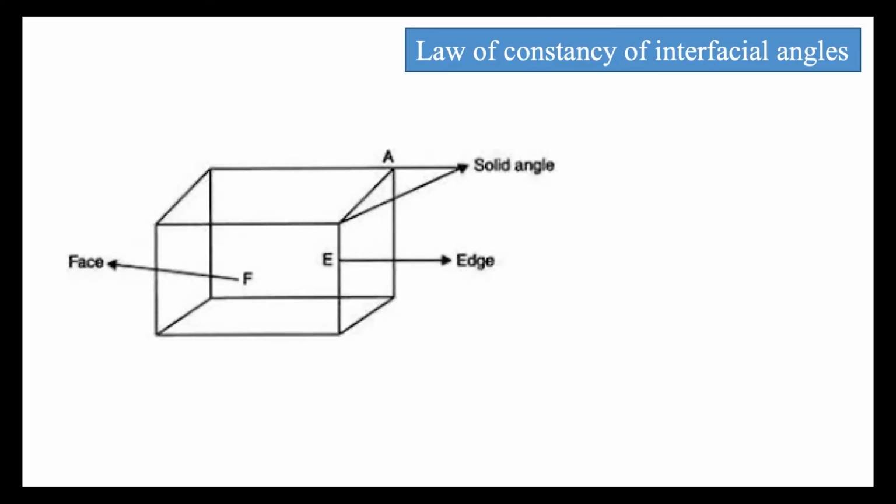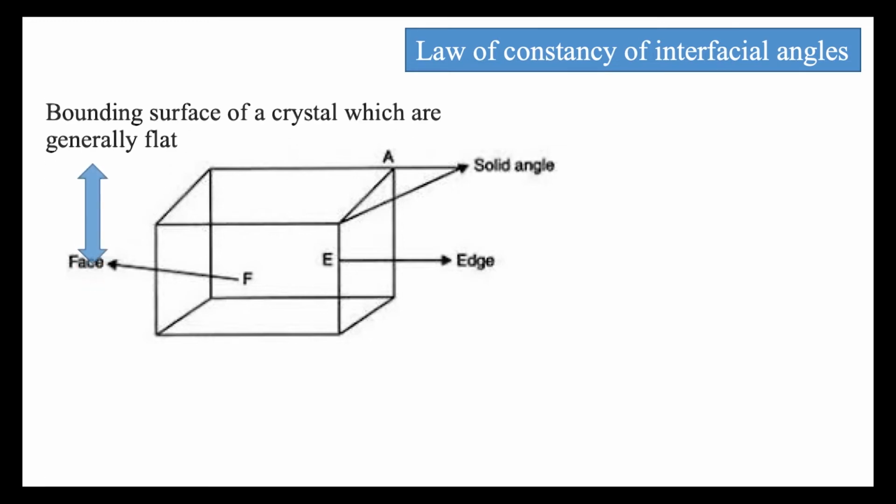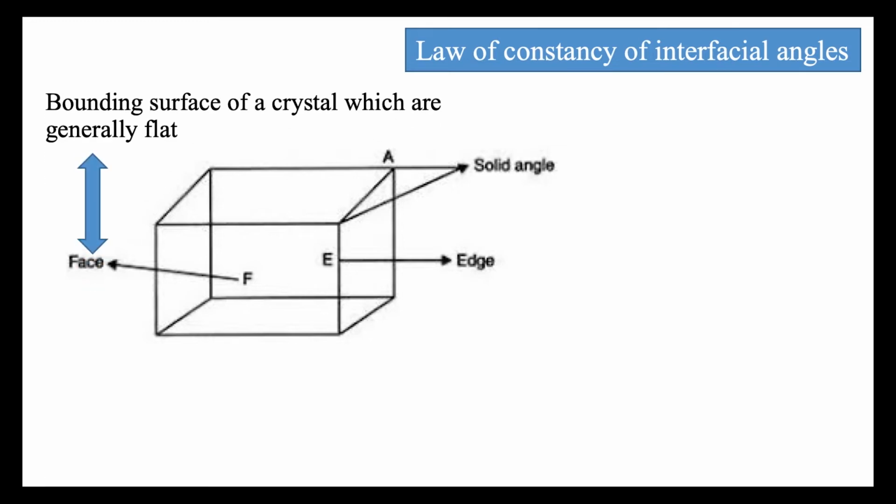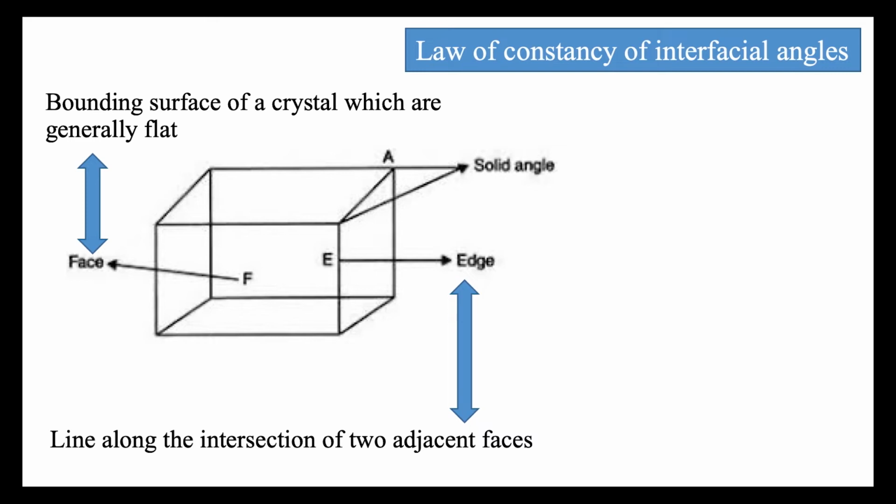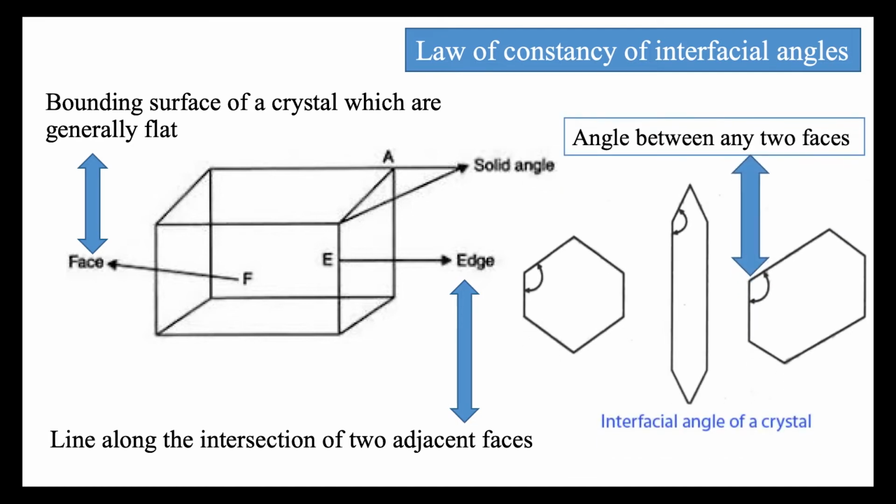This figure represents a crystal. Each crystal is characterized by faces, edges and angles. The bounding surfaces of a crystal, which are generally flat, are called faces of a crystal. The line joining the intersection of two adjacent faces of a crystal is called an edge. The angle between the adjacent faces of a crystal is called an interfacial angle.